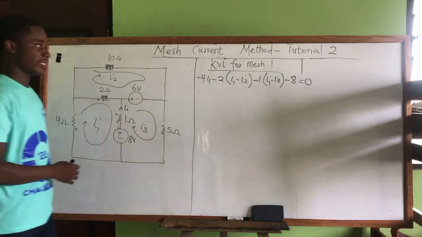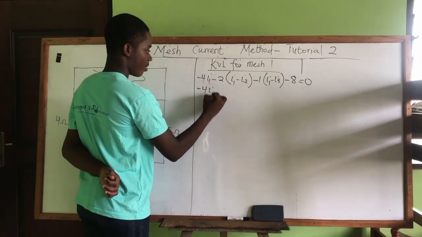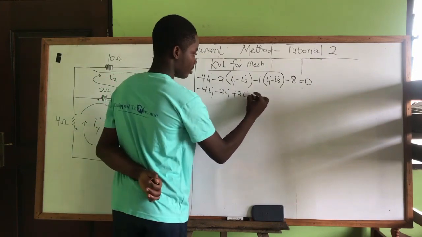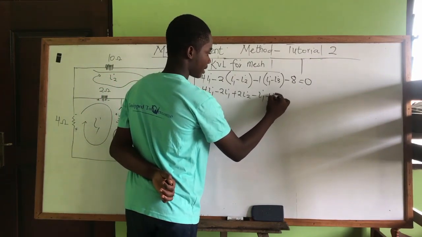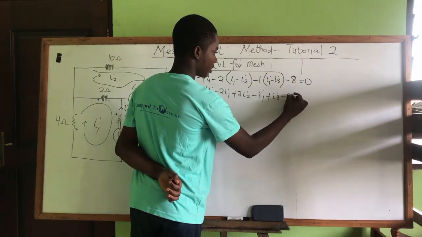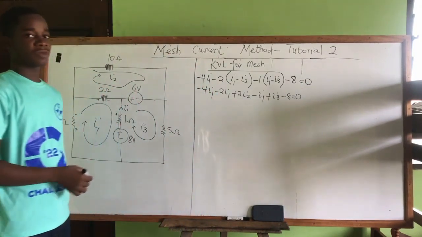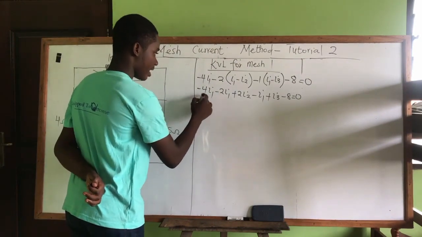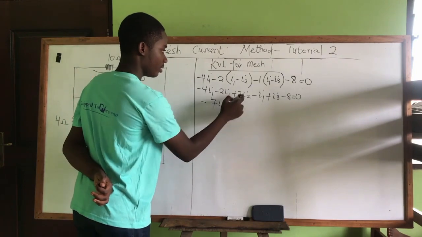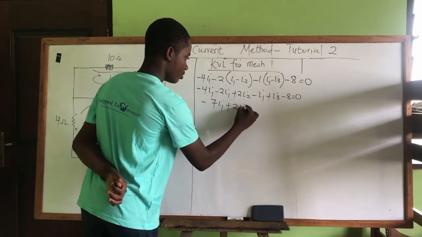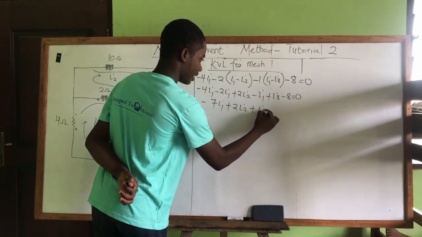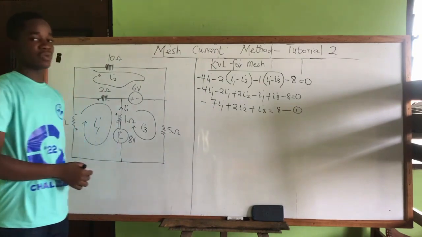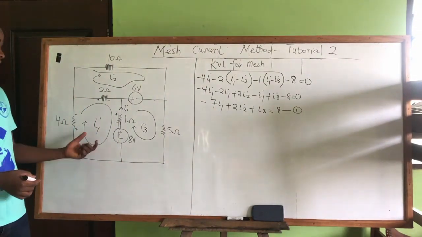So let's simplify this. We have minus 4I1 minus 2I1 plus 2I2 minus I1 plus I3 minus 8 is equal to 0. Let's group our variables. We have I1, I1, I1, which gives us minus 7I1 plus 2I2 plus I3 equals 8. We can call this our first equation. That's the KVL in mesh 1.